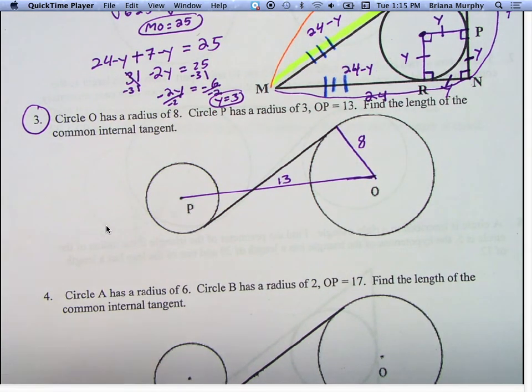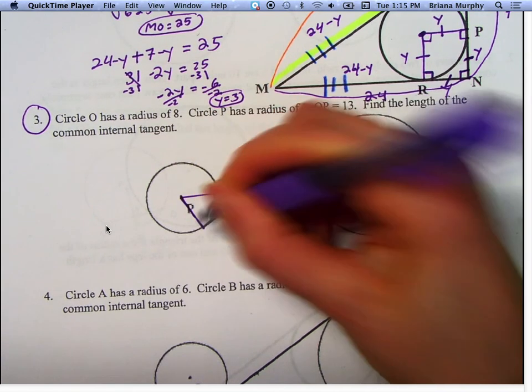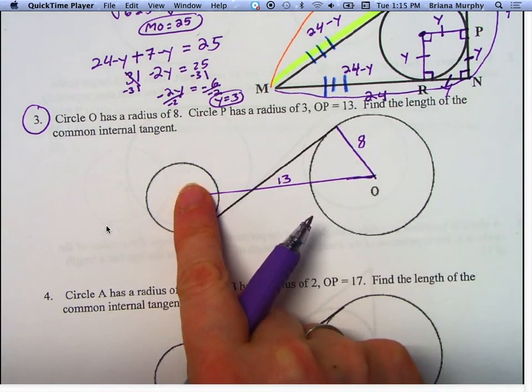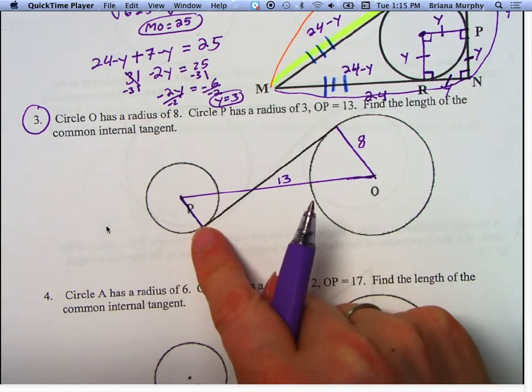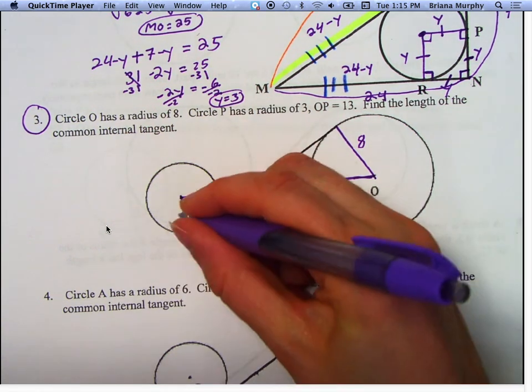Okay? And I'm going to connect these two at the bottom. My line that's drawn to both my centers to show how far apart they are, and my internal tangent line where I want to find the distance. I'm going to mark that 3.